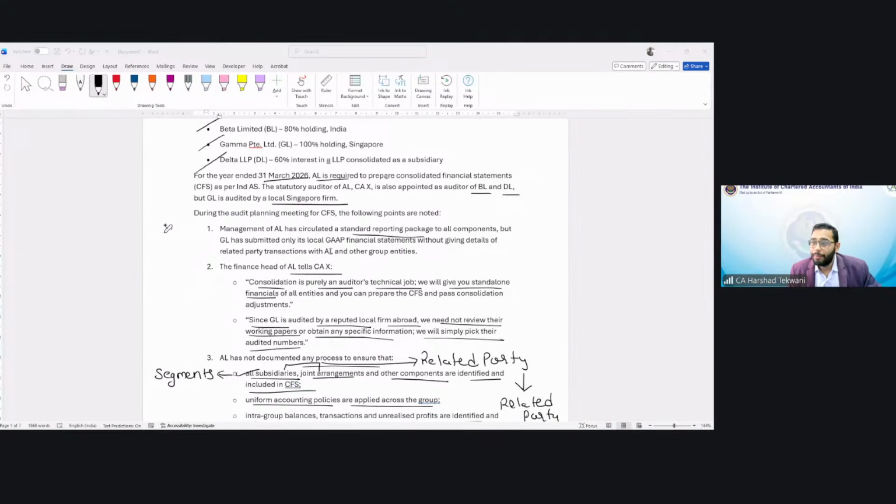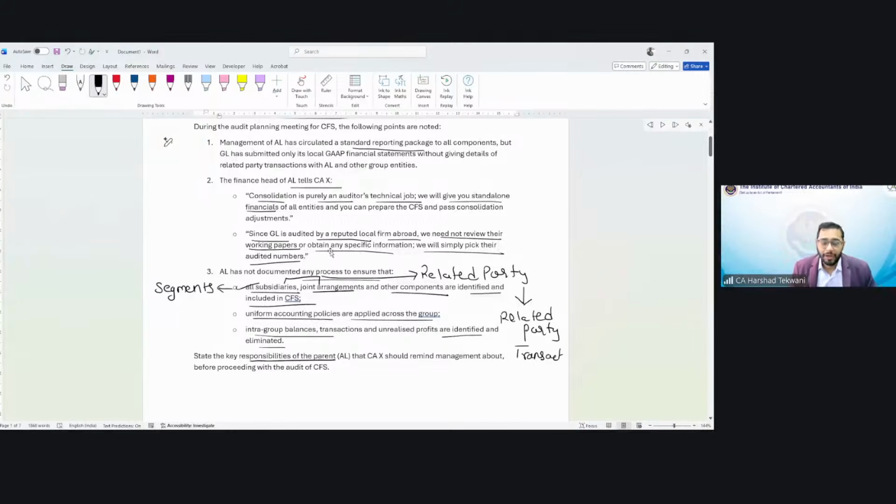Then you need to make appropriate consolidation adjustments. Now see, intra-group balances are there, unrealized profits are there. These are required to be eliminated, so you need to make those adjustments. Then harmonization of the accounting policies.